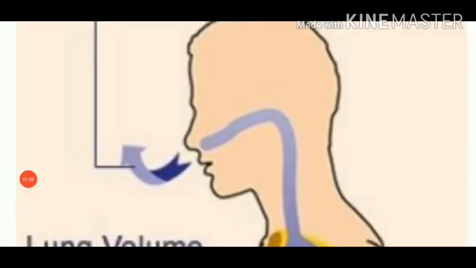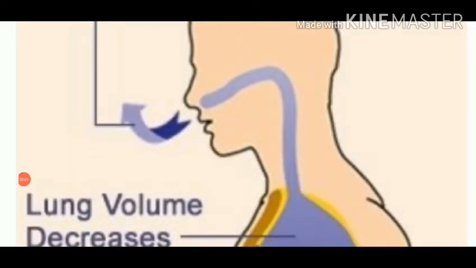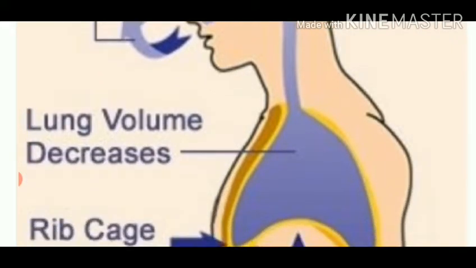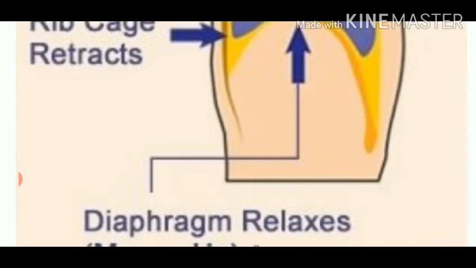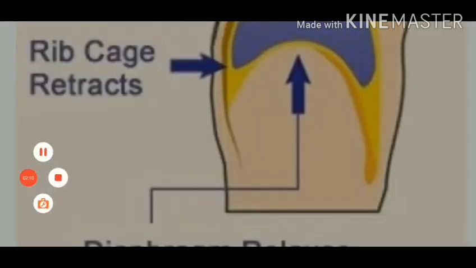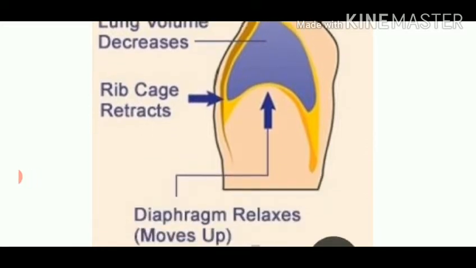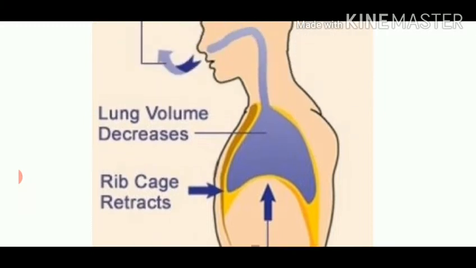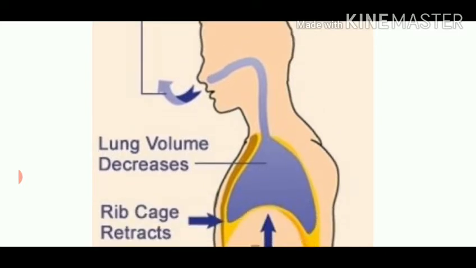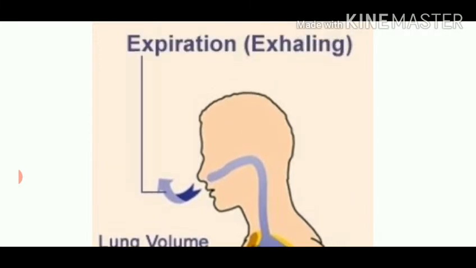Now, let us learn about exhalation, that is, when we breathe out air rich in carbon dioxide. When we breathe air out, the ribcage contracts, that is, moves inwards, while the diaphragm moves upward. This downward movement of ribcage and upward movement of diaphragm decreases the space in our chest cavity and makes it smaller. As a result, air moves out of the lungs, and this process is known as exhalation, that is breathing out.